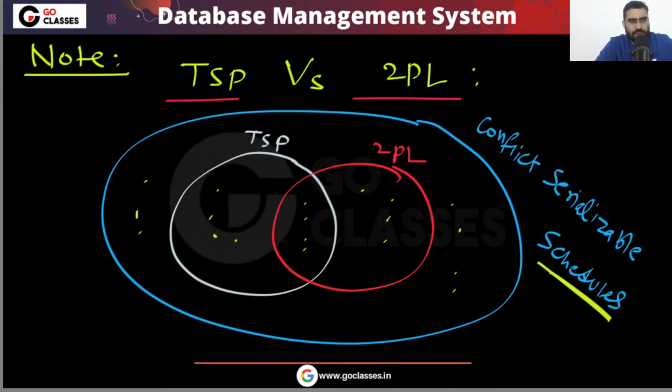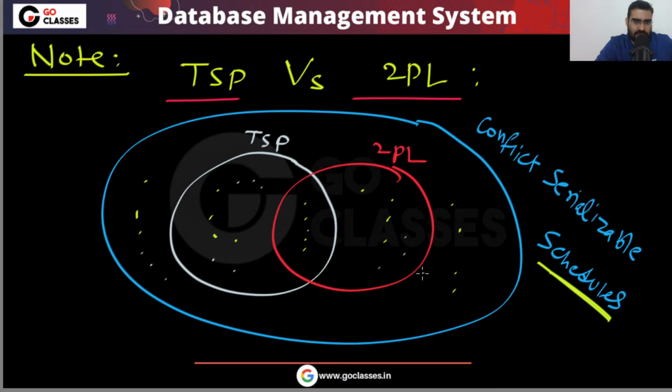Okay, they have nothing to do with each other. You can create a schedule which is allowed by timestamp protocol but not allowed by 2PL. You can create a schedule which is allowed by 2PL but not allowed by timestamp protocol. You can create a schedule which is allowed by both of them. You can create a schedule which is not allowed by both of them.